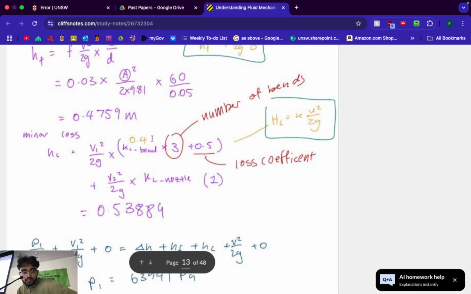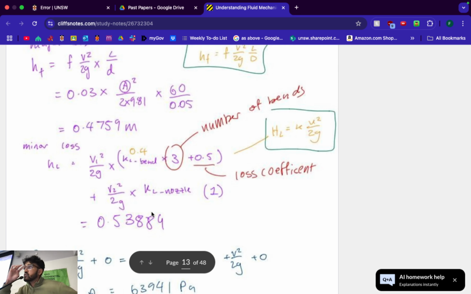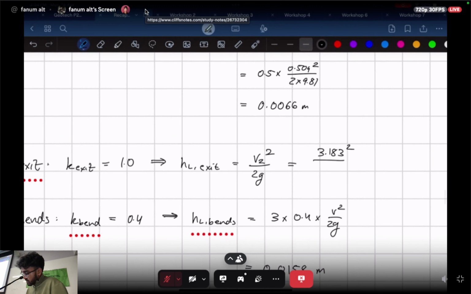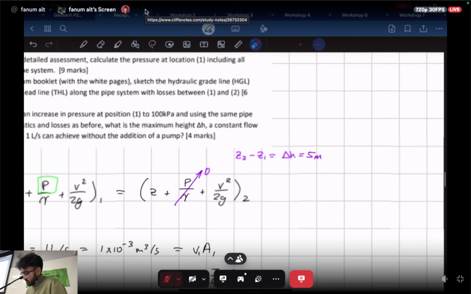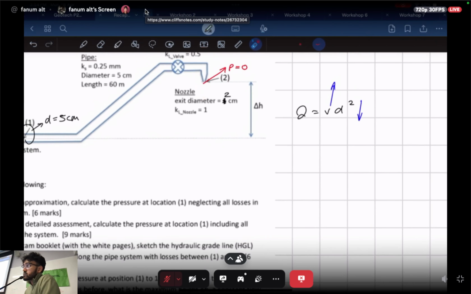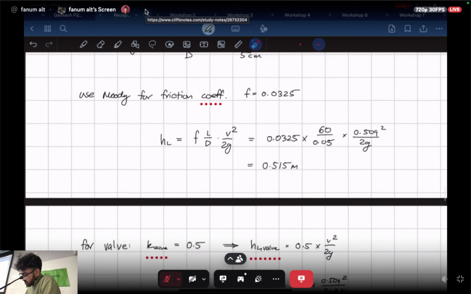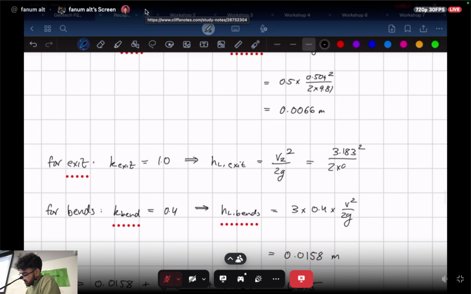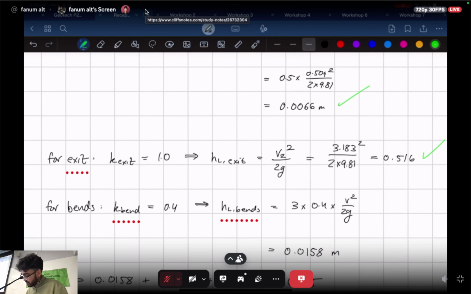What velocity have they used? V2, yeah. Sorry, you meant to use your nozzle velocity. Alright. So going back, the velocity over here is meant to be 3.183 because we're taking a look at the exit velocity at this point. We're meant to look at the exit velocity at point 2. Yeah, we use V1 for the rest. Give me 1 sec, so we get 0.516. That's fine.